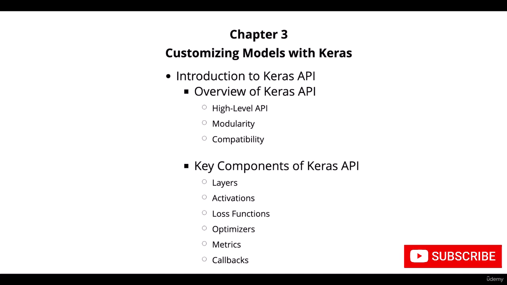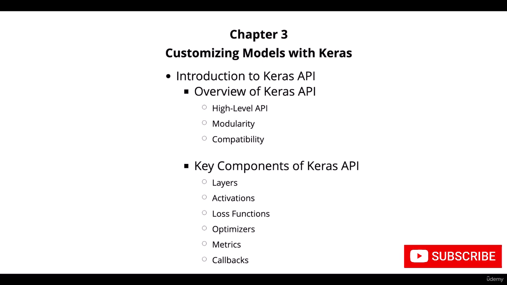Let's get into the intermediate level of TensorFlow in this part 3. Now, the first topic that we have is customizing models with Keras, where we're going to look at introduction to Keras API. The Keras API is a high-level neural network API written in Python and capable of running on top of TensorFlow, Theano, or Microsoft Cognitive Toolkit, CNTK. It allows for easy and fast prototyping of deep learning models and is widely used for building and training neural networks. Let's delve into the introduction to the Keras API.